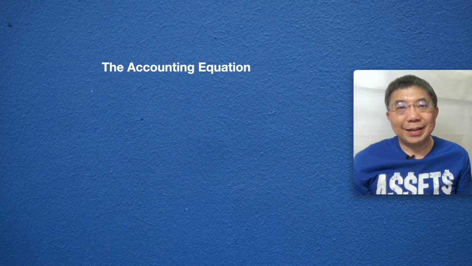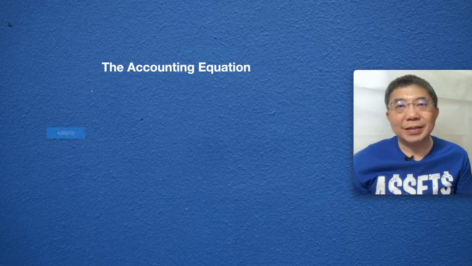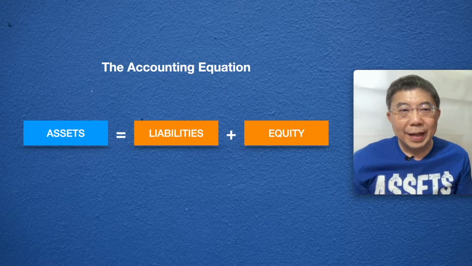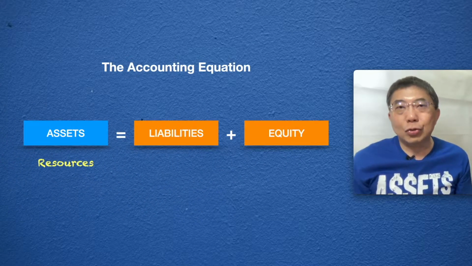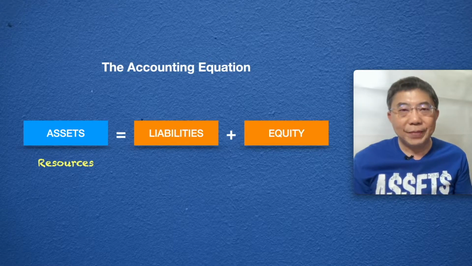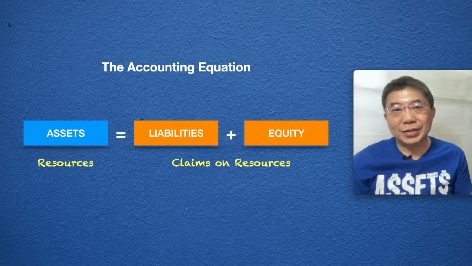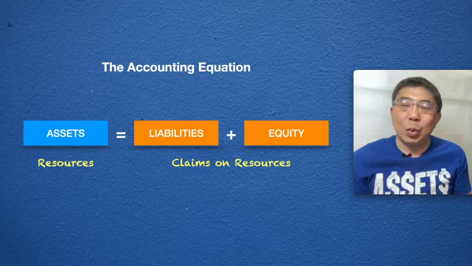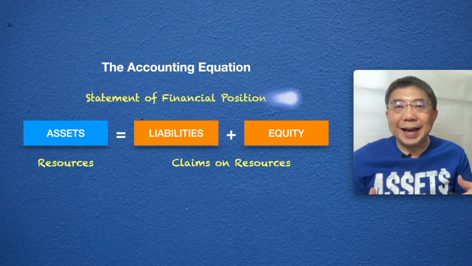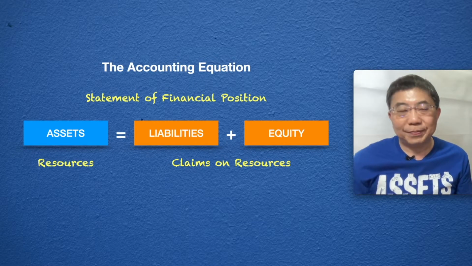Let's begin by looking at the accounting equation. The accounting equation is represented by assets equals liabilities and equity. Assets are resources that are controlled by the business and used to generate revenues and profits. Liabilities and equity represent claims on these resources. So we use the accounting equation to analyze and record business transactions, and the accounting equation is then reported in the statement of financial position.